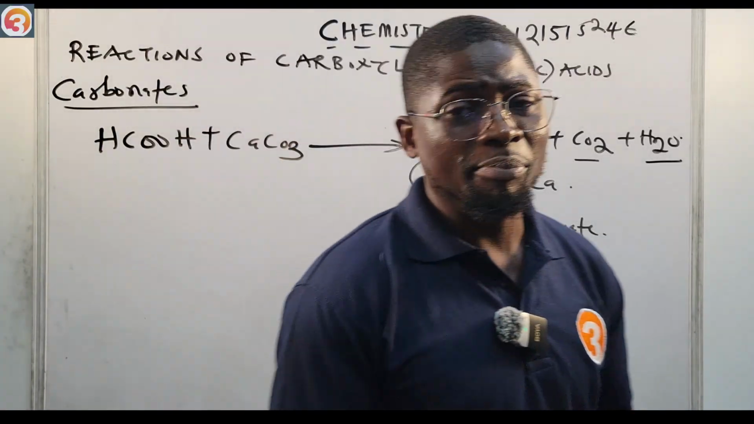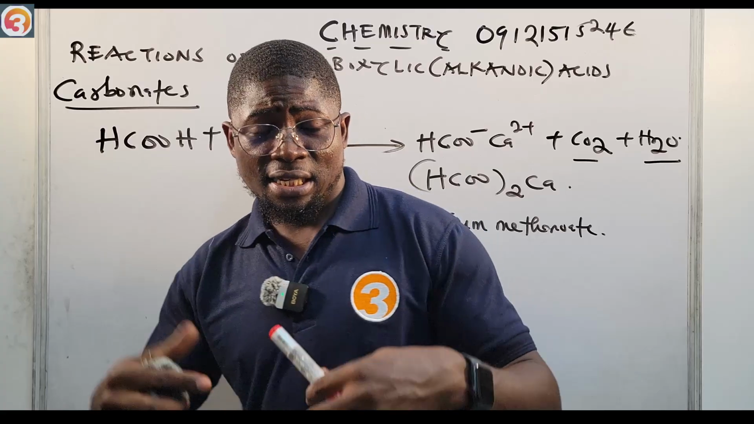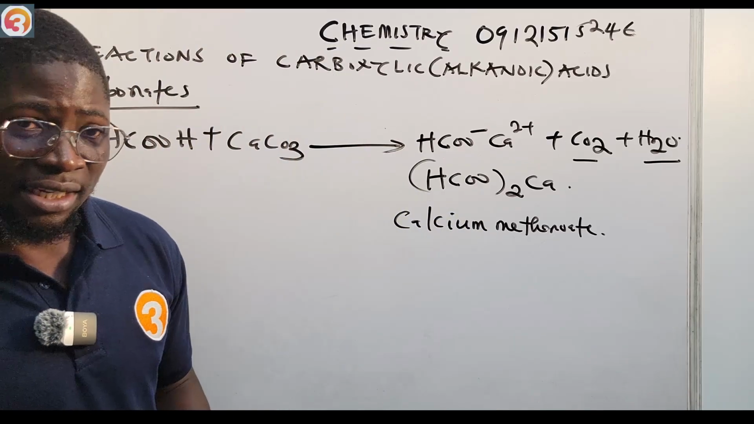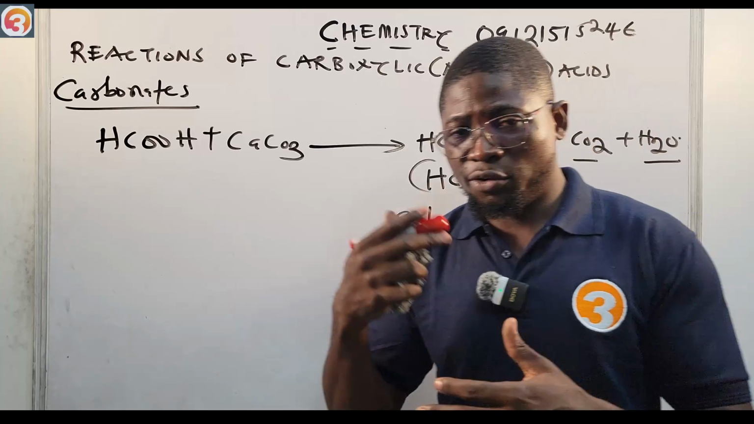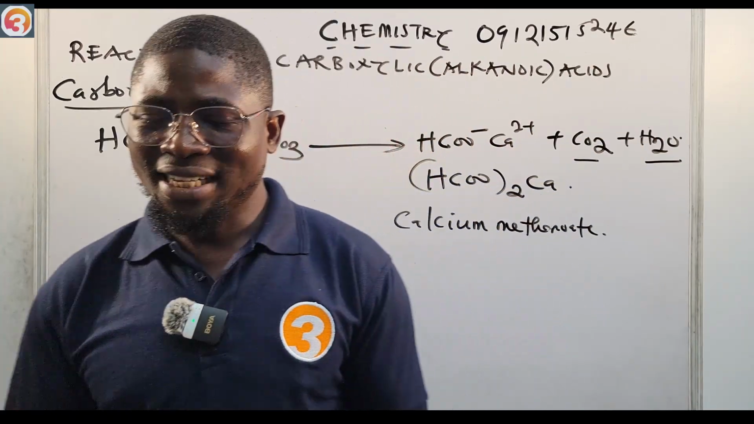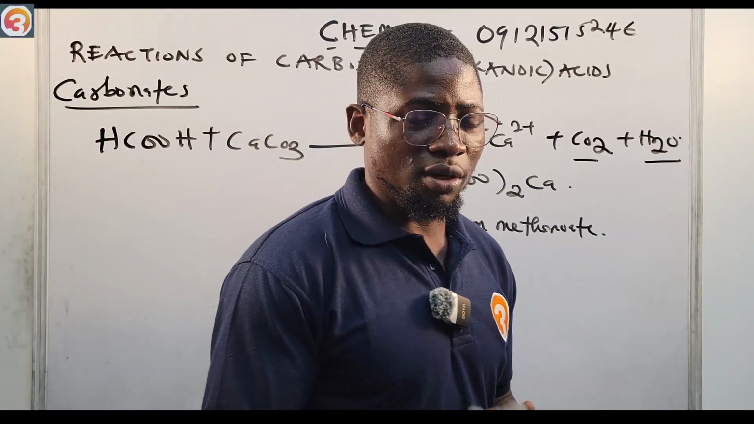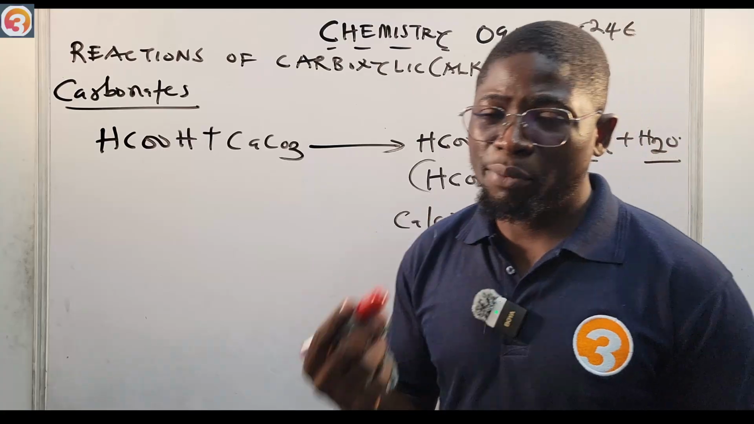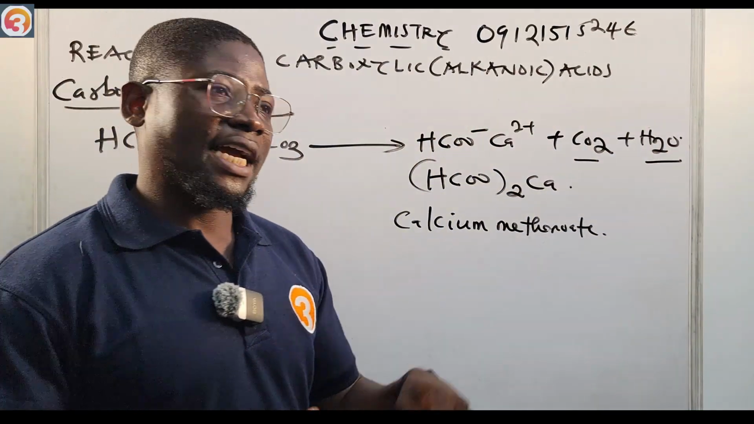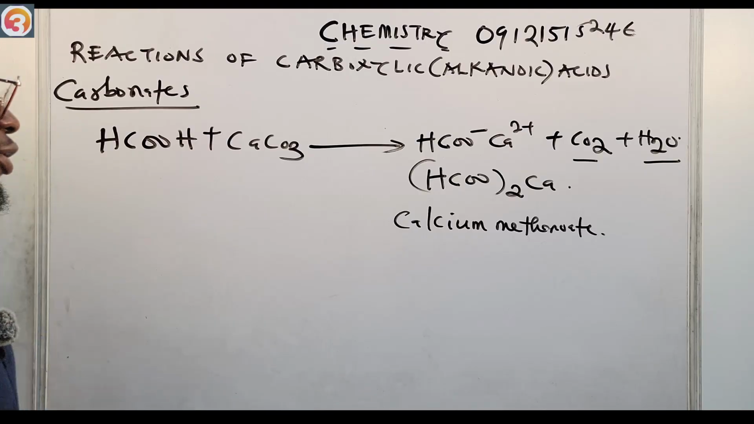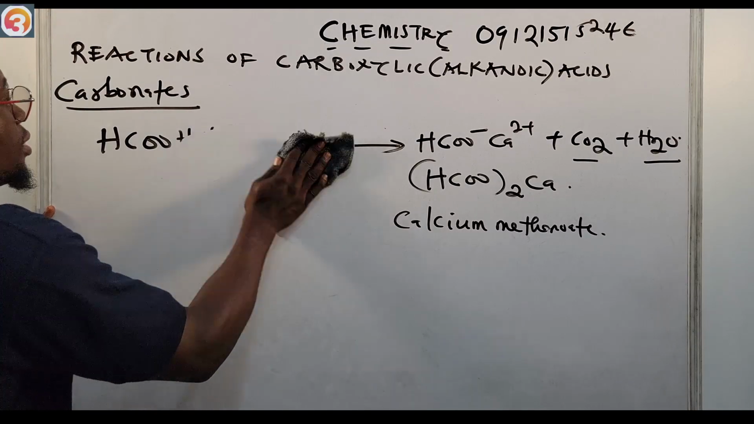So just to show you that carboxylic acids can react just like other acids. They can react with metals to give off hydrogen gas. They can react with bases to give us salt and water. They can react with carbonates to give us a salt, carbon dioxide, and water as product. Okay, so now let us continue.